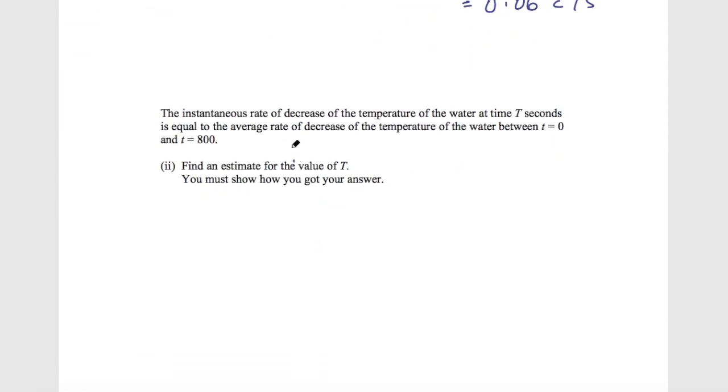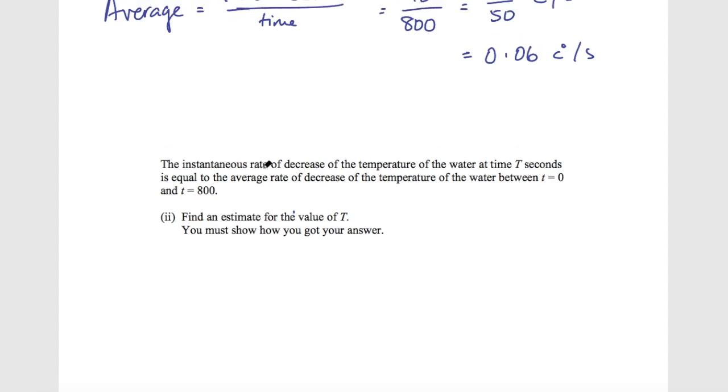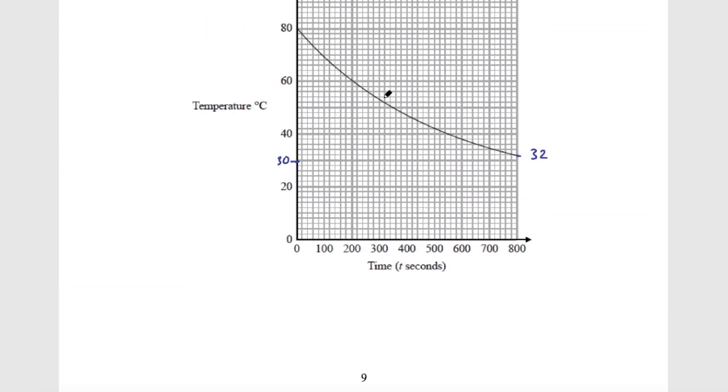Okay, the next part of this question says the instantaneous rate of decrease of the temperature of the water at time t seconds is equal to the average rate of decrease of the temperature of the water between t equals 0 and t equals 800. Find an estimate for the value of t. You must show how you got to your answer. So this is saying there's some time t where the rate of decrease equals the average rate of decrease. So at some point on this graph, the water is cooling down at the exact same rate as the total average.